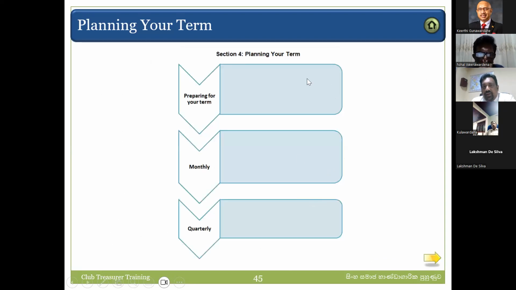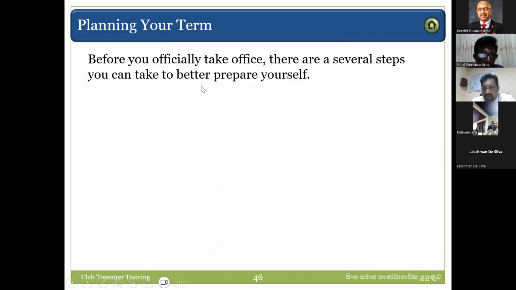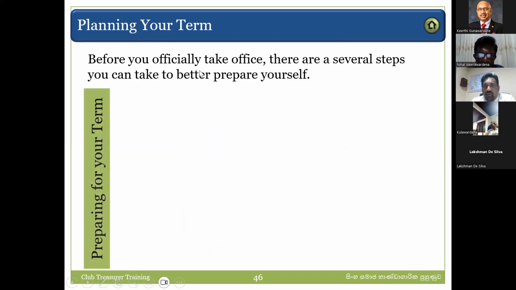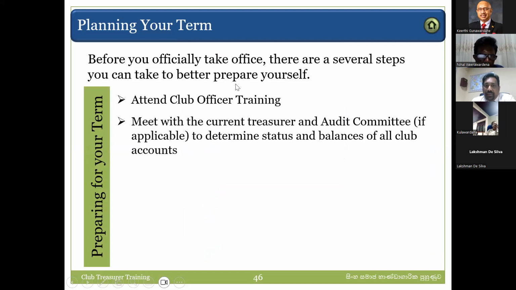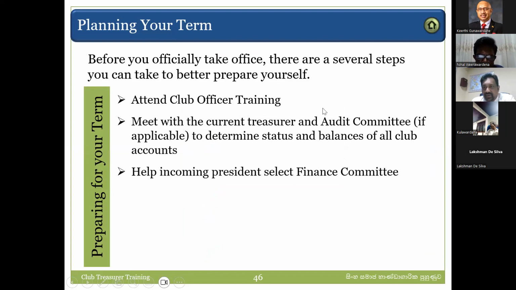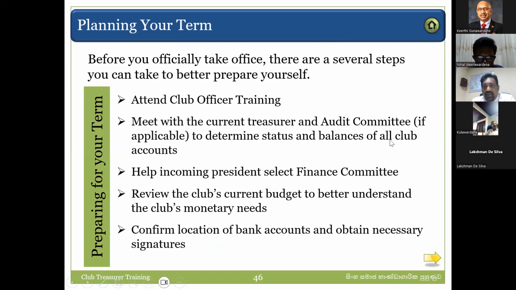Then we'll talk about planning your term, preparing for your term monthly, quarterly, annually. Before you officially take office, there are several steps you can take to better prepare yourself. Attending club officers training, this is what you are doing today. Meet with the current treasurer and audit committee, if there is one, to determine the status of the balance of all club accounts.